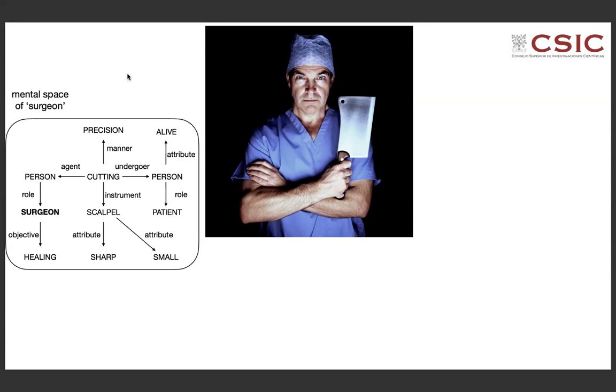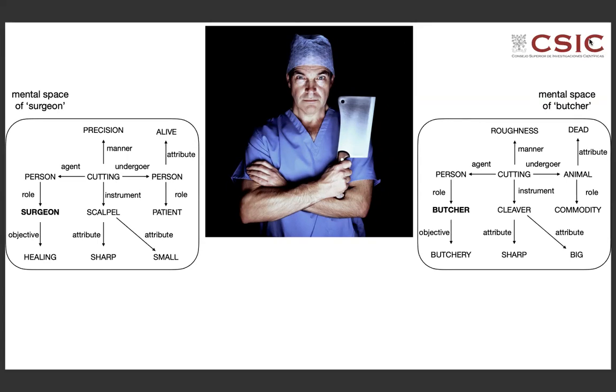But the fact that we are talking now of a surgeon as a butcher also brings in the mental space of the butcher. It is a person with the role of a butcher that is cutting an animal and uses a sharp instrument, but this one is a big one, the cleaver. And we have the idea that this cutting is done in a more rough way. There's a certain roughness in this cutting, and obviously with a different objective. And it is done with respect to an animal that is dead and that is used as a commodity, right?